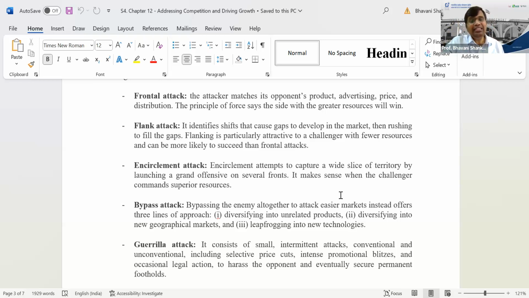That is flank attack. Then the encirclement attack, wherein you capture a wide slice of territory by launching a grand offensive on several fronts. That is what Ramdev Baba is trying to do. He is attacking in the name of Videshi versus Swadeshi, chemicals versus Ayurveda. He is also attacking in the name of the bourgeois versus the lower middle class. On different fronts, he is trying to take them on.